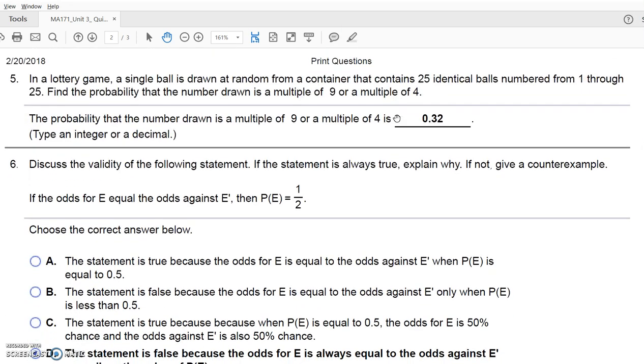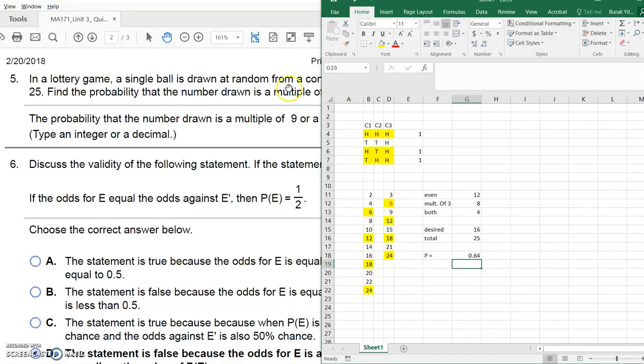Alright, number 5. In a lottery game, a single ball is drawn from a container. Okay, it's a similar problem. Find the probability that the number drawn is a multiple of 9 or a multiple of 4. So multiple of 9 is 9, 18, not 27 because that's exceeding 25. And multiple of 4 would be 4, 8, 12, 16, 20, 24.